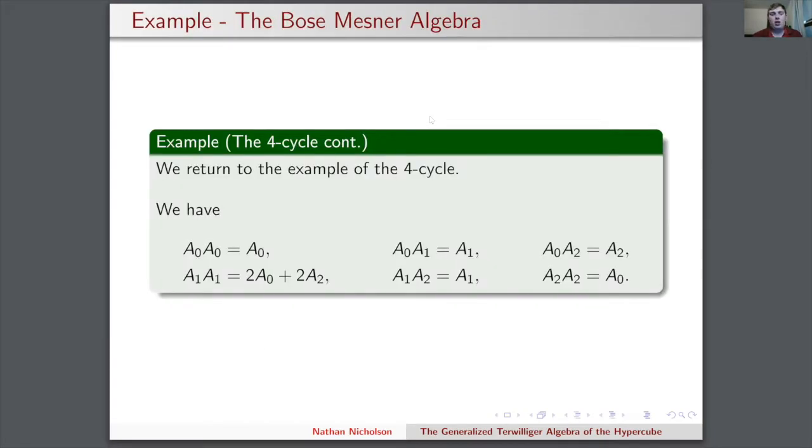So let's go back to our example. You can look here and sort of verify this process. You can look at the different products. So for instance, you could look at A1 times A1, and the fact that it's 2A0 plus 2A2 would tell you that p^0_11 equals 2, p^1_11 equals 0, and p^2_11 equals 1.